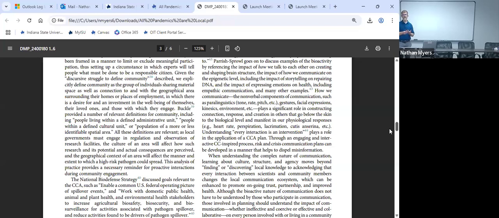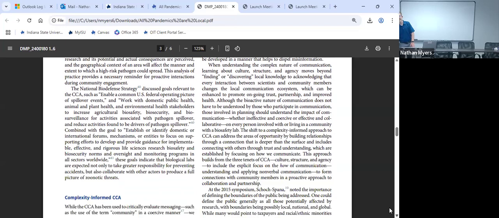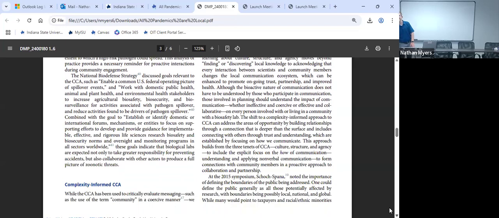So it's important to recognize that every comment, every interaction has downstream effects on all of the other interactions to come. It's important for us to define the boundaries of the public being addressed when we're looking at communicating. It can be national, local, or global.